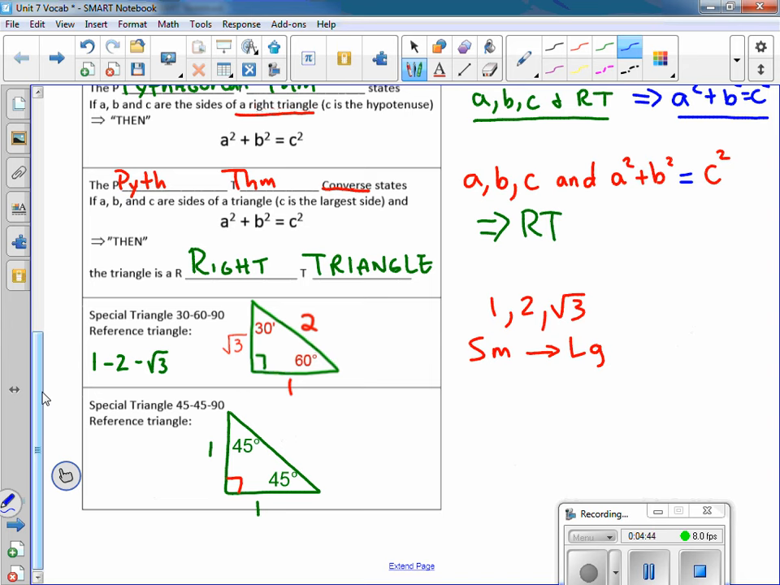Okay, so 1, 2, square root of 3. It just becomes like lyrics to a song. Once you memorize them, then you can do it.